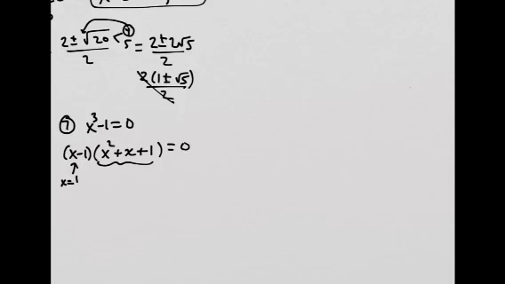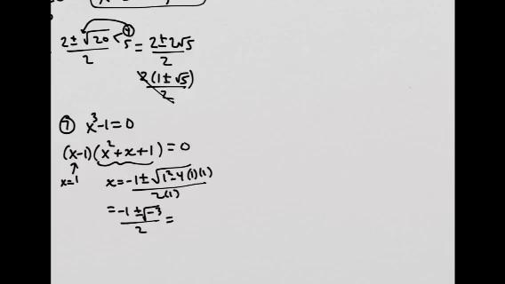But for this one I have to use the quadratic formula because it does not factor. So x equals negative b, negative 1, plus or minus the square root of b squared minus 4 times a times c, all over 2a. So that's negative 1 plus or minus the square root of 1 minus 4 times negative 3, all over 2. So then the roots or zeros are 1 and negative 1 plus or minus i square root of 3 all over 2. So 1 real and 2 imaginary.